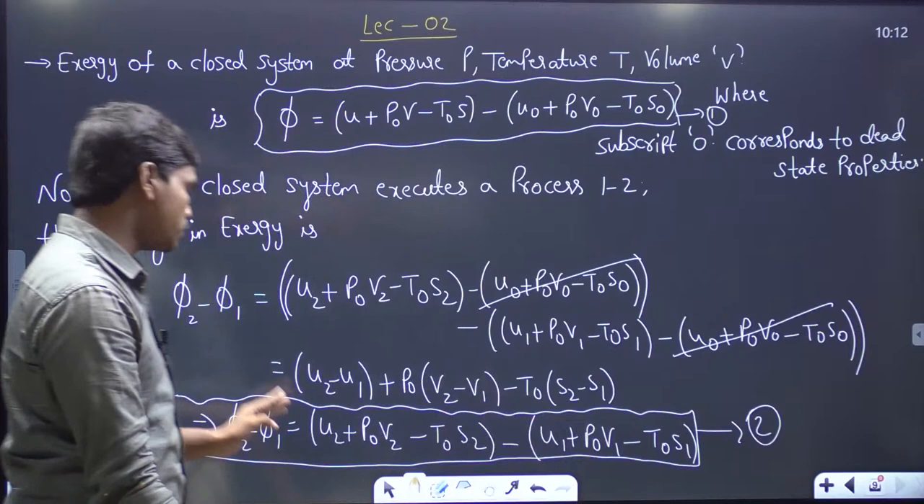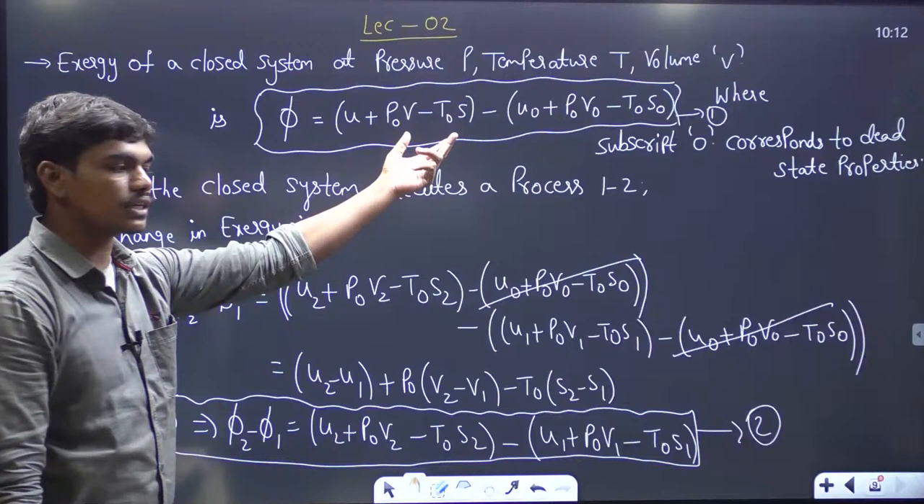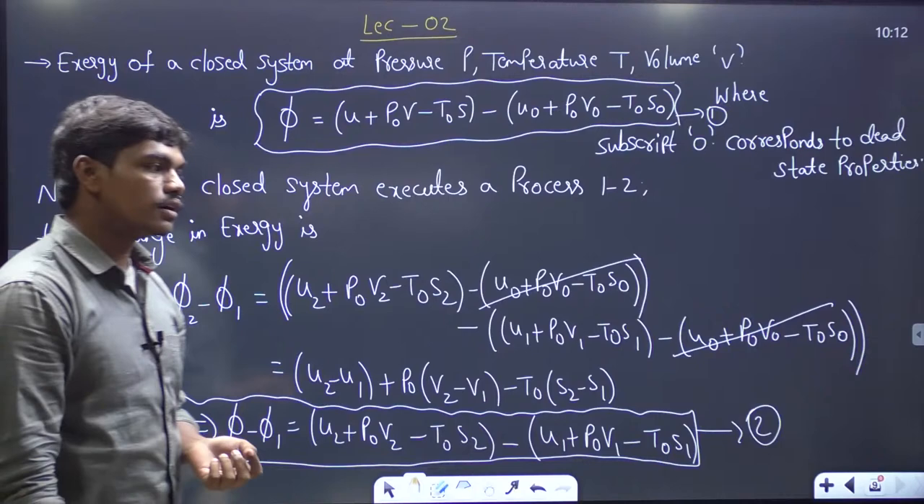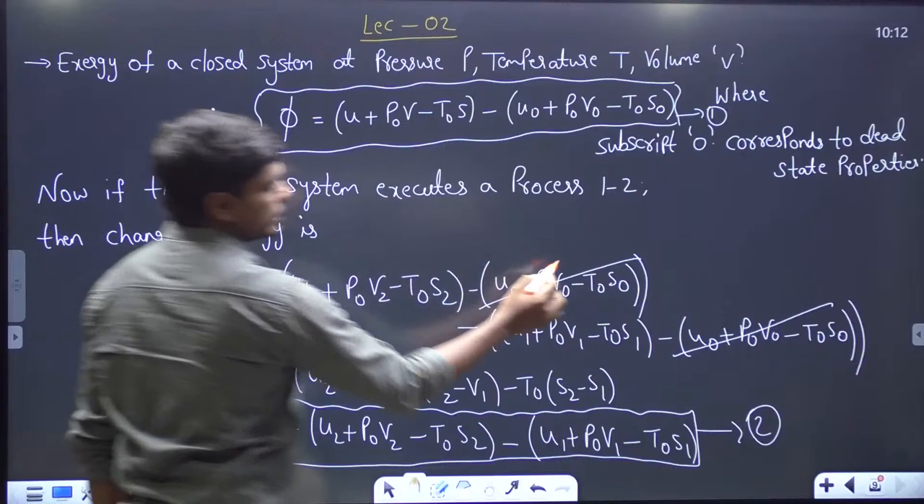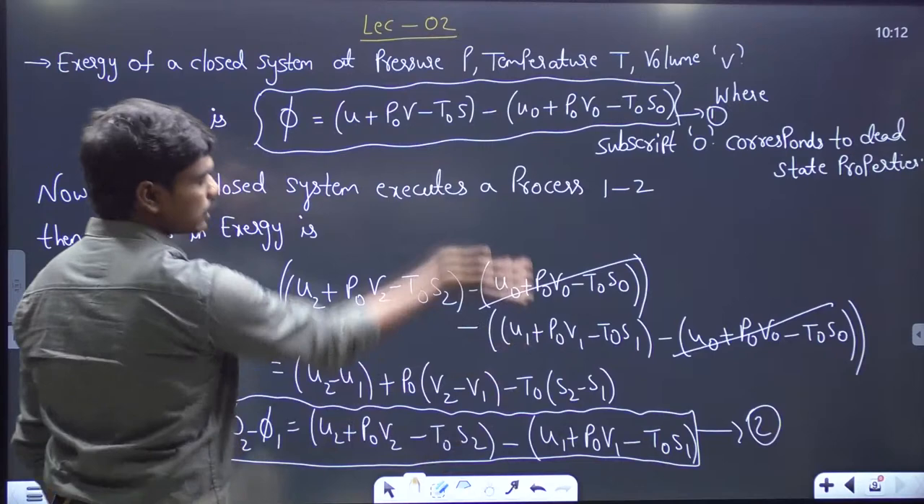Clear to all of you why, if state 2 is the dead state in this process, this equation resembles this equation again? I'm waiting for your responses. Please respond. Are you all understanding the things? If this process 1 to 2 is taking the system from the initial state to the dead state, then this equation corresponds to this equation again. And this we have already deduced. So see here.